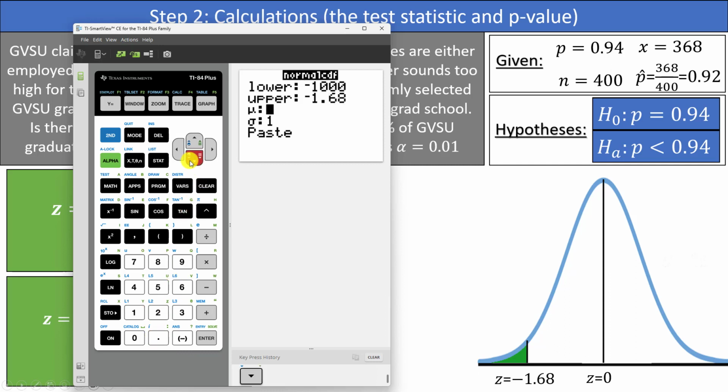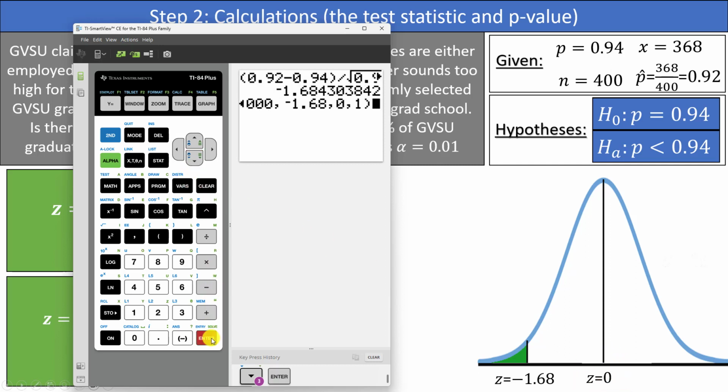Always leave mu and sigma at 0 and 1 for the mean and standard deviation of the standard normal z distribution. Go ahead and paste, press enter, and we'll get the p-value of about 0.0465.